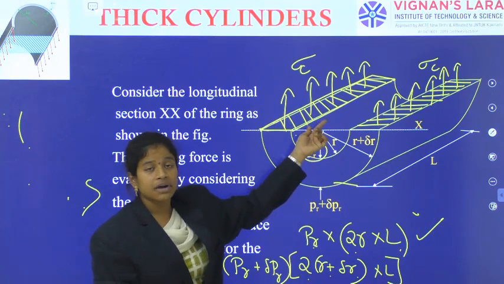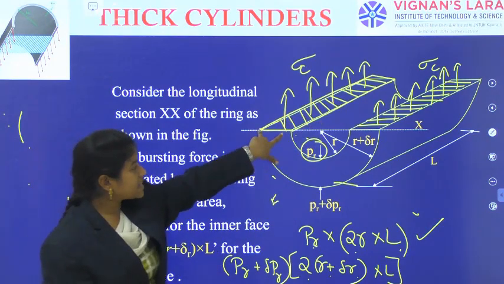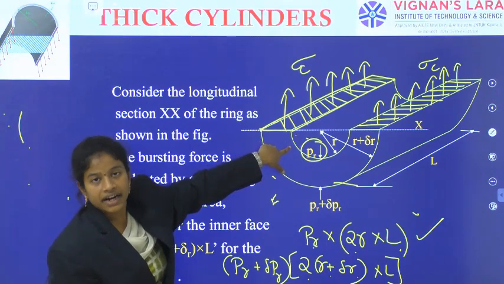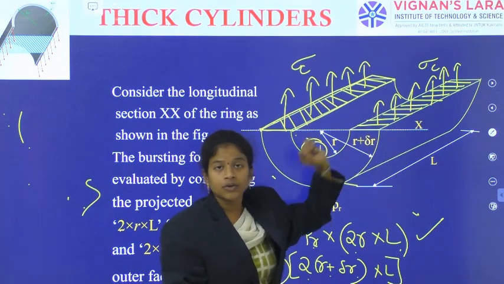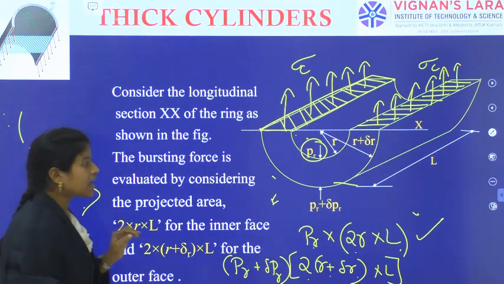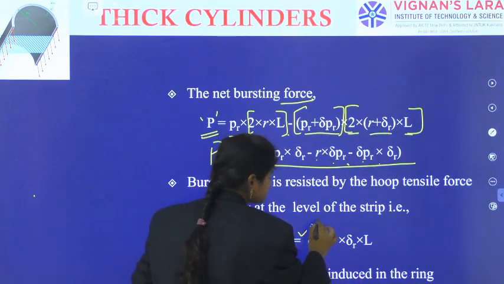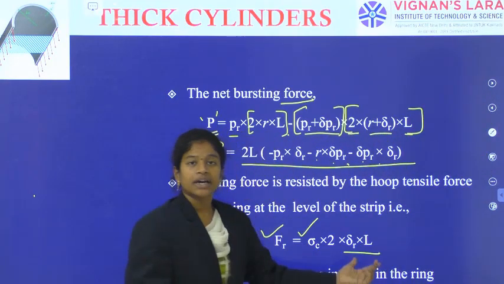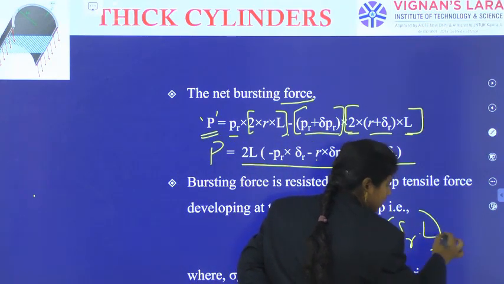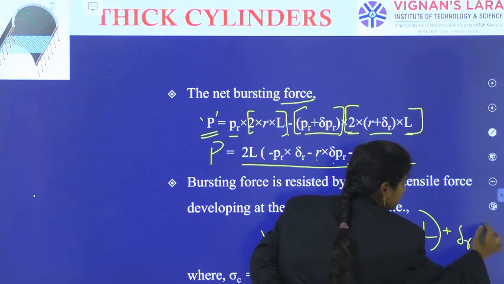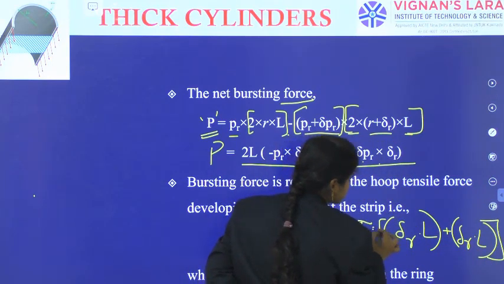So this sigma c is causing the corresponding resistance. How much is the area? It is having a thickness of delta r. So delta r into L, again plus delta r into L. So sigma c into delta r into L plus delta r into L. Sigma c into 2 times delta r L, because delta r L is one rectangle, plus delta r L, another rectangle, and the whole is being multiplied by sigma c.